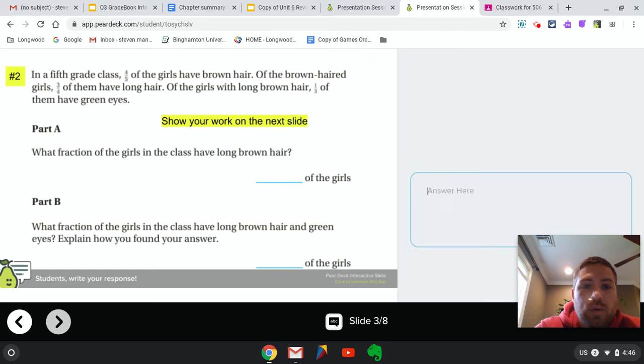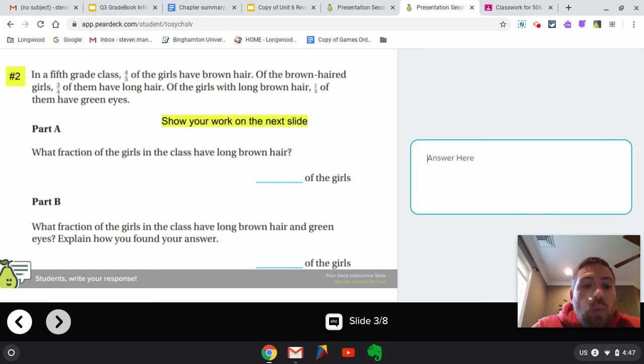Let's go back and take a look at the question for part B. What fraction of the girls in class have long brown hair and green eyes? So when we go back and look at the end part of that question, it talks about this group that is girls that have long brown hair, which is what we just came up with as an answer, right? We had 3/5. That's the fractional piece of the class that have long brown hair. Saying out of those girls, 1/3 of them have green eyes.